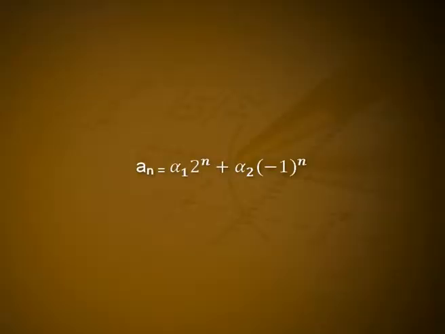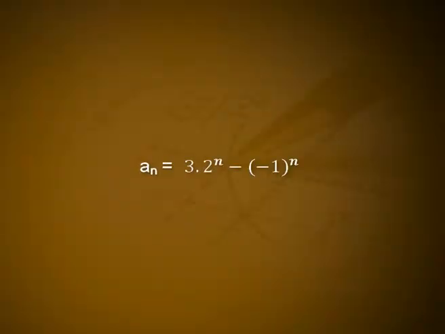Hence, the sequence An is a solution to the recurrence relation if and only if An is equal to alpha 1 into 2 raised to n plus alpha 2 into minus 1 raised to n for some constants alpha 1 and alpha 2. Next, we will use initial conditions to get the values of alpha 1 and alpha 2. From the initial conditions, it follows that A0 is equal to 2 is equal to alpha 1 plus alpha 2, and A1 is equal to 7 is equal to alpha 1 into 2 plus alpha 2 into minus 1.